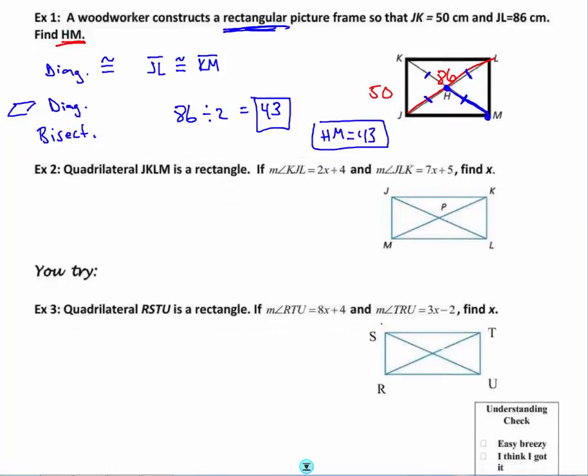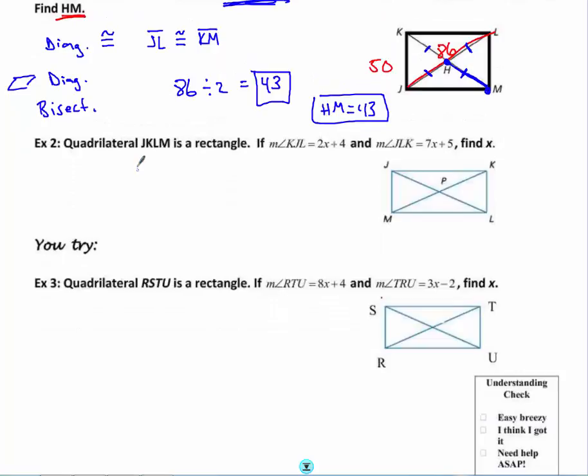Not too bad, right? Okay, example 2 says quadrilateral JKLM is a rectangle if the measure of angle KJL, so that is this angle right here, is 2x plus 4. Okay, and I'm not going to mark on it yet.